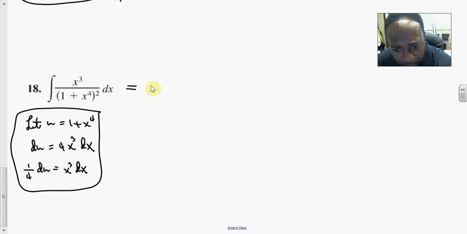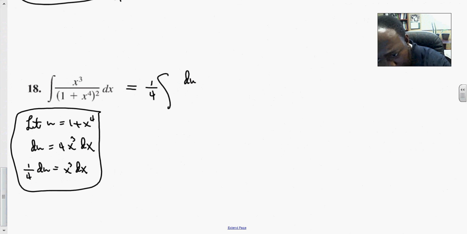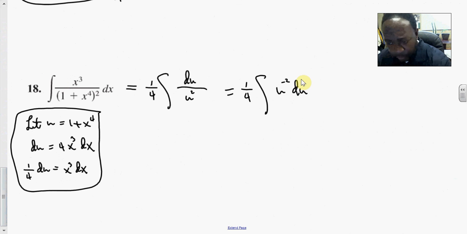So the 1/4 will go in the front. This is the integral. Now notice that x cubed dx is the du over 4. So x cubed dx is there. So that's just du up top, all over the u to the second. Okay. So this is 1/4 times the integral. I'm going to write it like this. This is u to the -2 du.